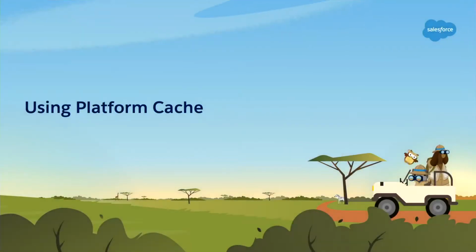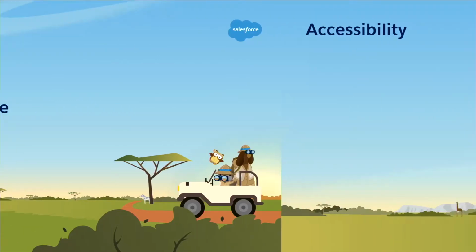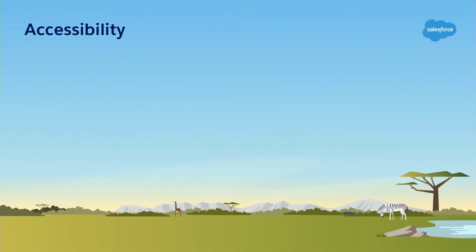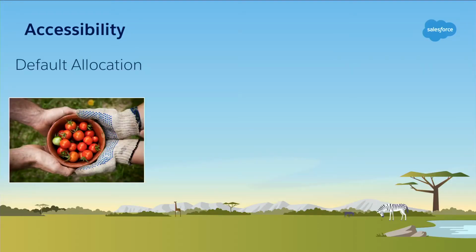Okay. So we learned about what Platform Cache is and what you have to do if you want to get started using Platform Cache. And how accessible is it? Well, the good news is that if you have Enterprise, Unlimited, or Performance editions, we already give you a free default allocation. So for Enterprise and Unlimited editions, you get 10 megabytes. And for Performance editions, that's 30 megabytes. So if this is the first time you're hearing about Platform Cache, but you know your company or your users have one of these editions, you can get started using it today.